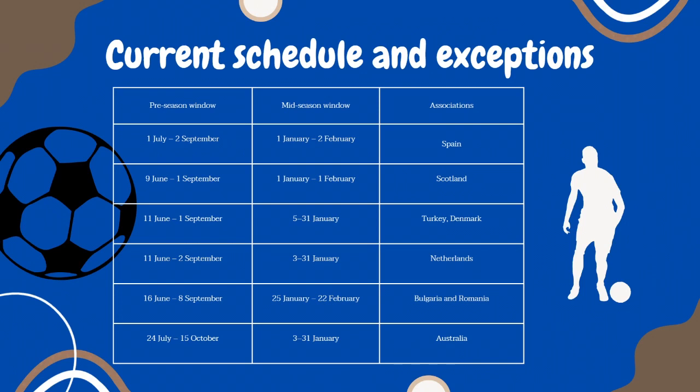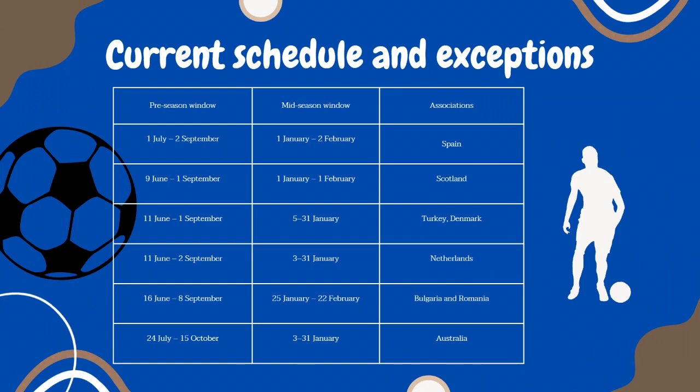Spain starts on the 1st of January to the 2nd of September, and the mid-season window starts from the 1st of January to the 2nd of February. Scotland starts on the 9th of June to the 1st of September, and the mid-season window starts from the 1st of January to the 1st of February.